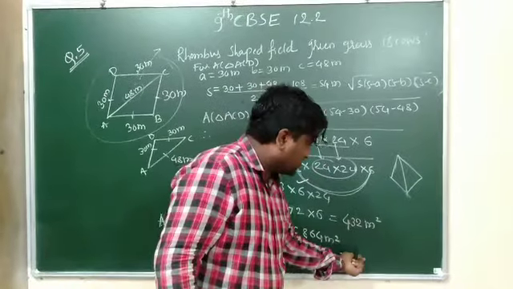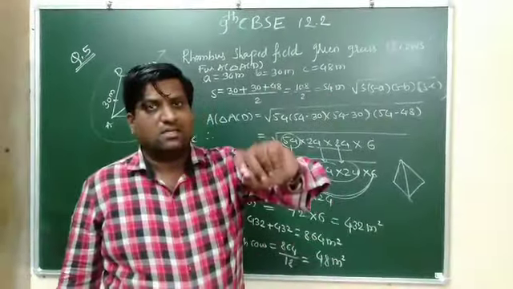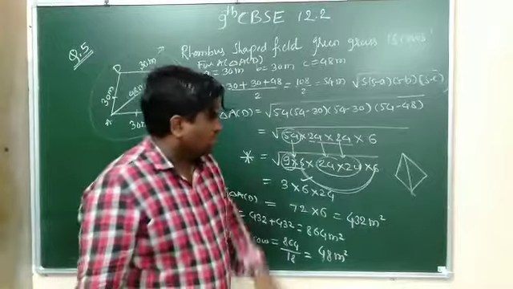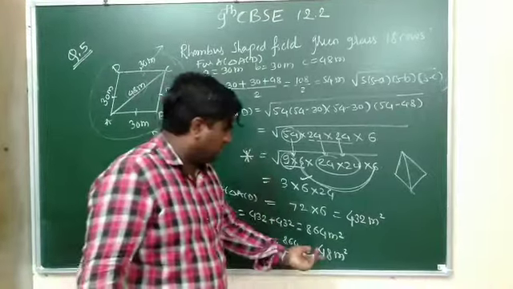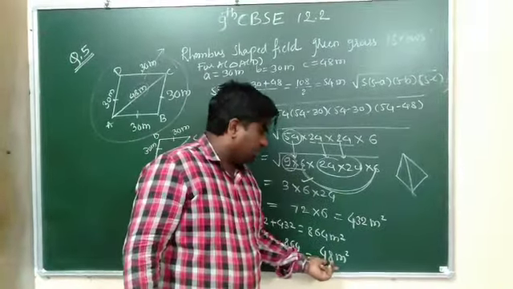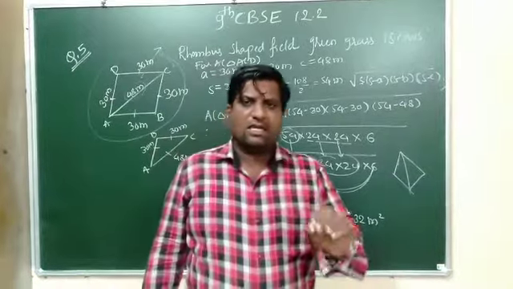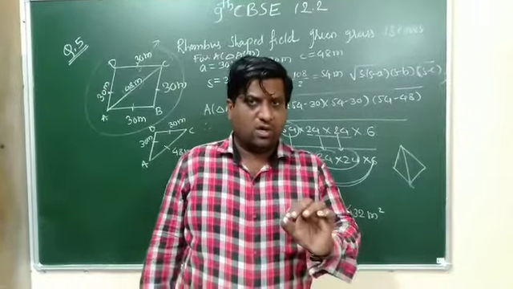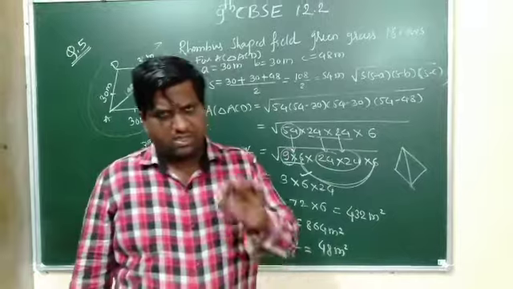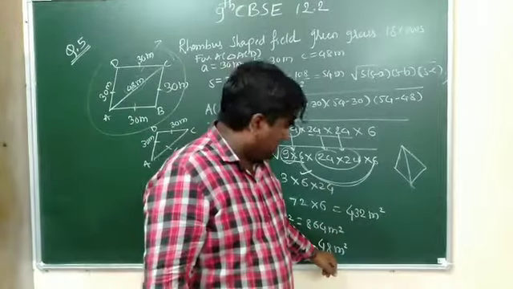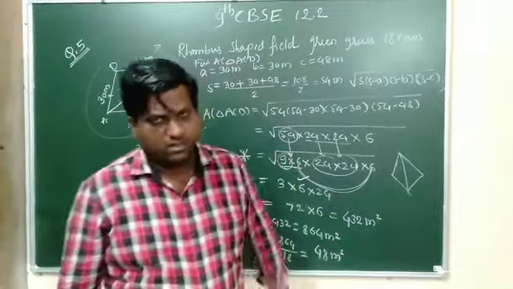For this answer to be correct, the cow has to be fixed in a single position. So finally, what you have to mention is that the area that can be grazed by each cow in that rhombus shaped grass field is 48 meter square.